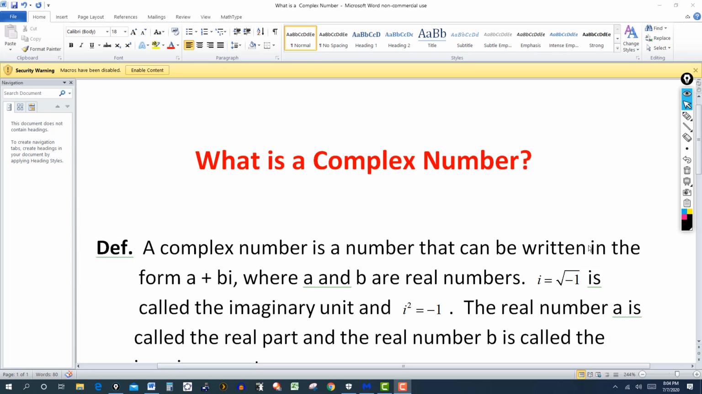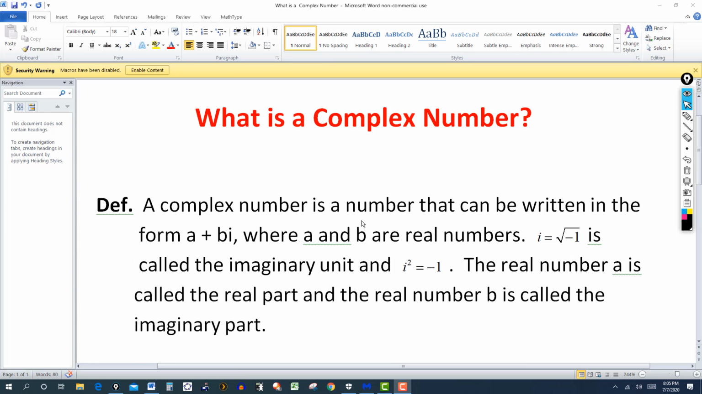In this video, we're going to look at what is a complex number, look at the definition, and then look at some basic operations. And again, this is just the basic ideas of complex numbers. There's a whole course you can take on complex numbers or complex analysis at the college level. But let's look at the definition here.